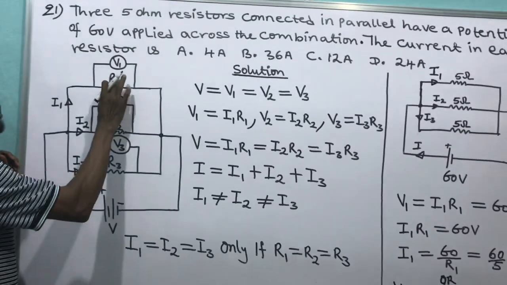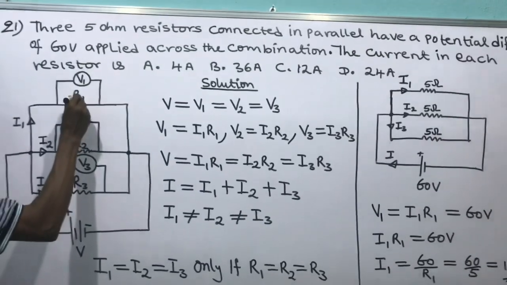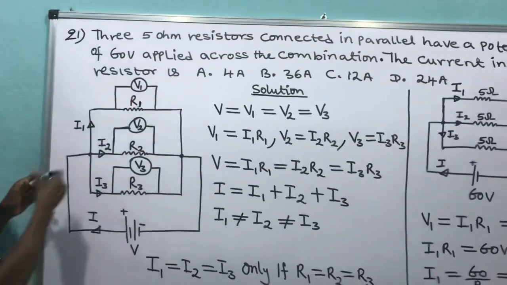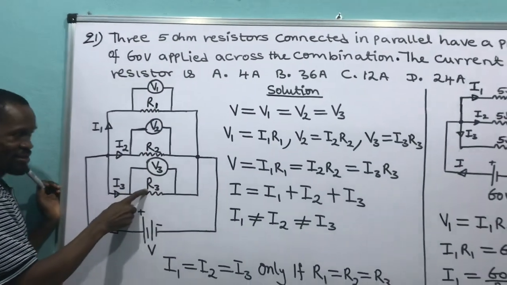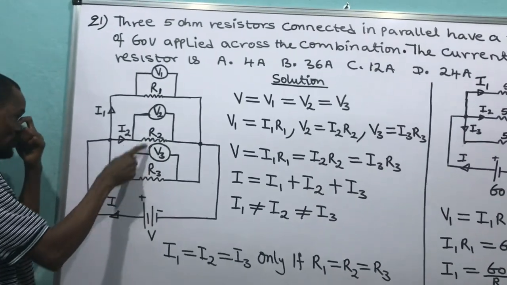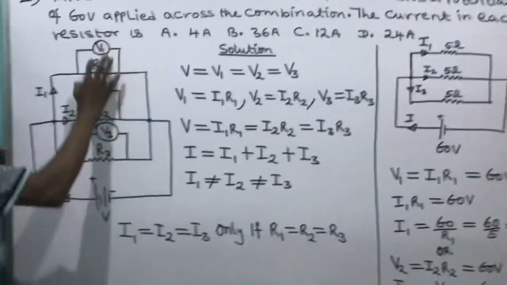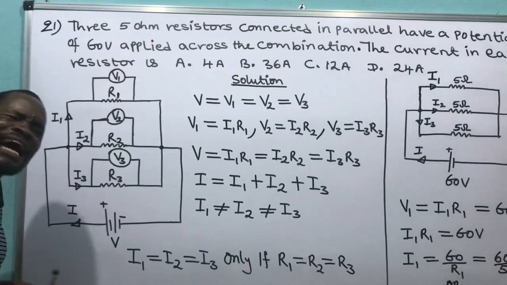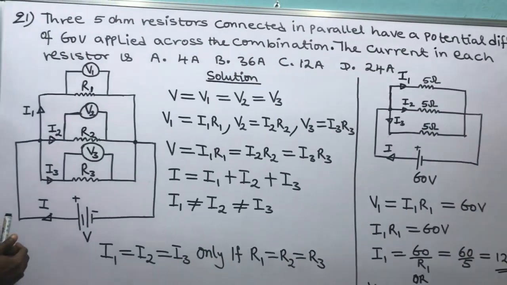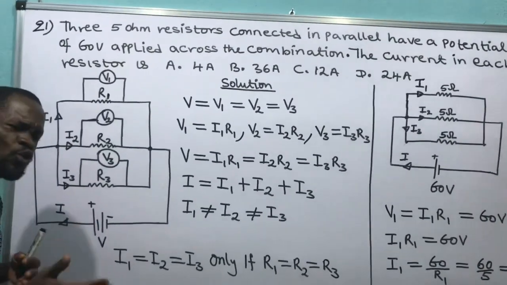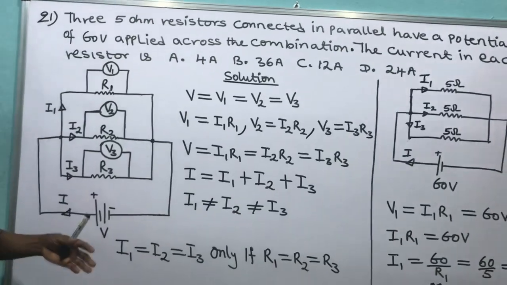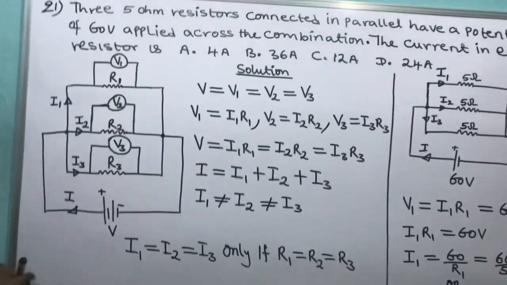Three resistors in parallel. This is R1, R2, R3. They are in parallel. How did I know they are in parallel? How will I know that these two or three or more resistors are in parallel? How will I know?